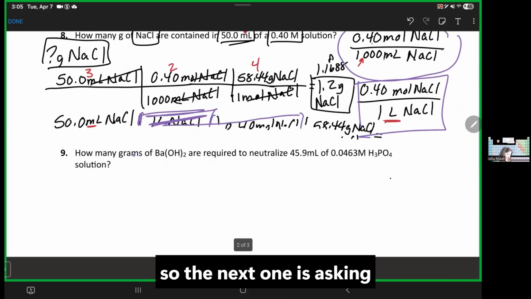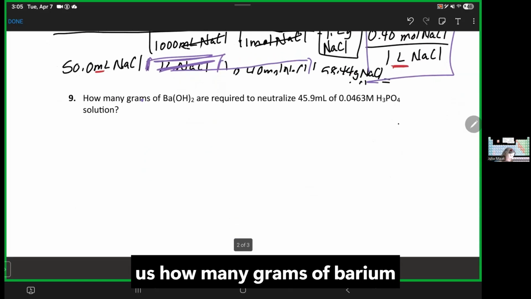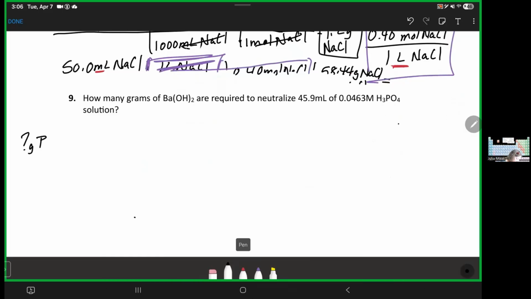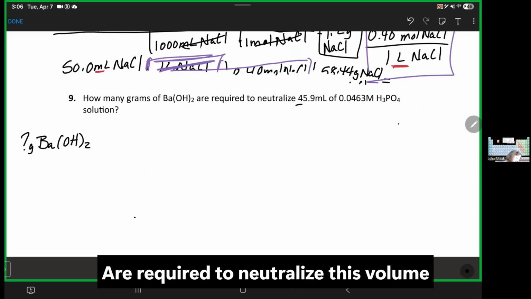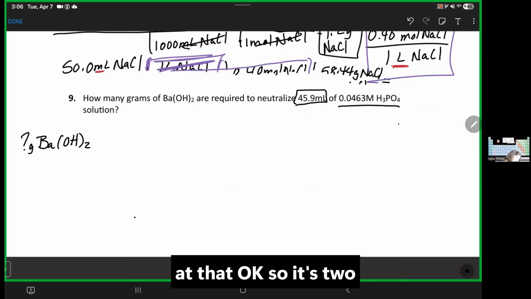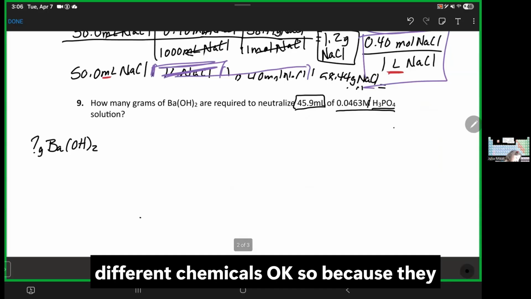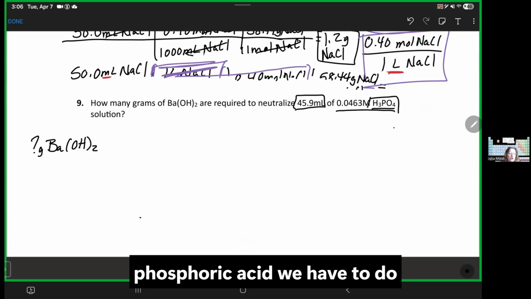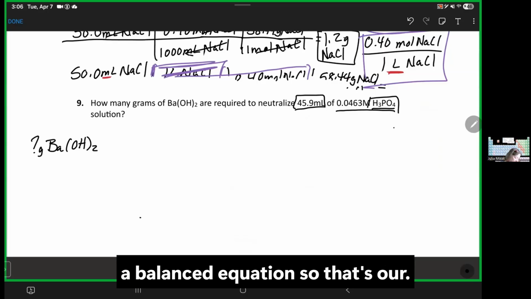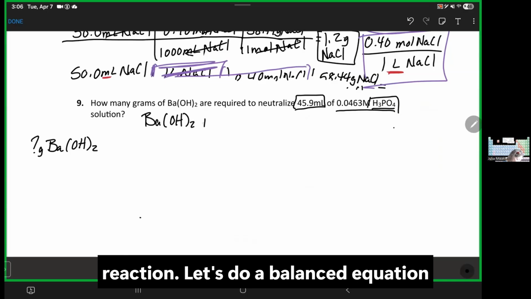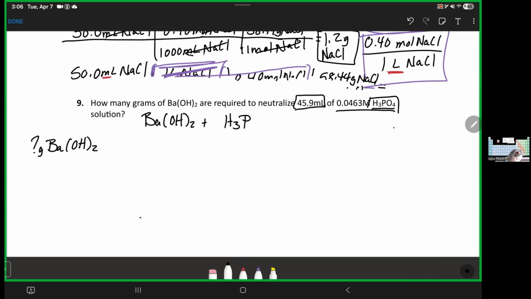Okay, so the next one is asking us how many grams of barium hydroxide, so our question is grams of barium hydroxide, are required to neutralize this volume of that molarity. Oh, well, look at that. Okay, so it's 2 different chemicals. Because they say barium hydroxide neutralized in phosphoric acid, we have to do a balanced equation. So that's our best bet: once we realize it's a reaction, let's do a balanced equation first.